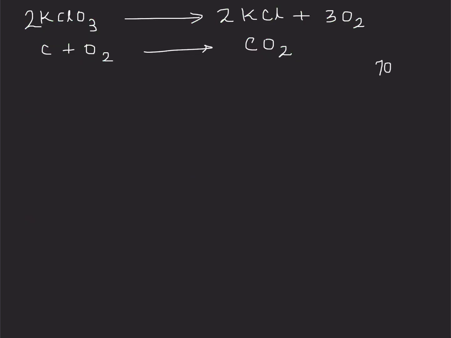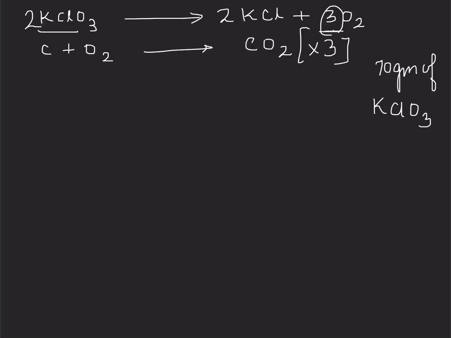So you've been provided with 70 grams of KClO3 and we want to know how much of coke can be oxidized with that. Potassium chlorate, 2 moles of this is releasing 3 moles of oxygen. So these 3 moles are to be used up in the second equation. My second equation is already balanced. But I have to use these 3 oxygen, multiplying the second equation by 3. The 3 oxygen being generated in the first equation are being used up in the second one.